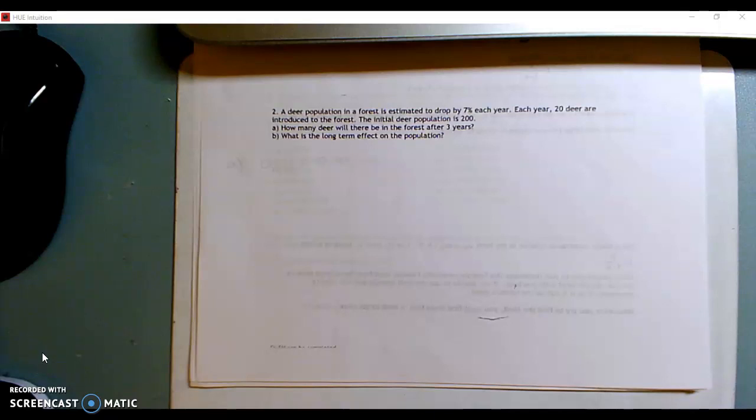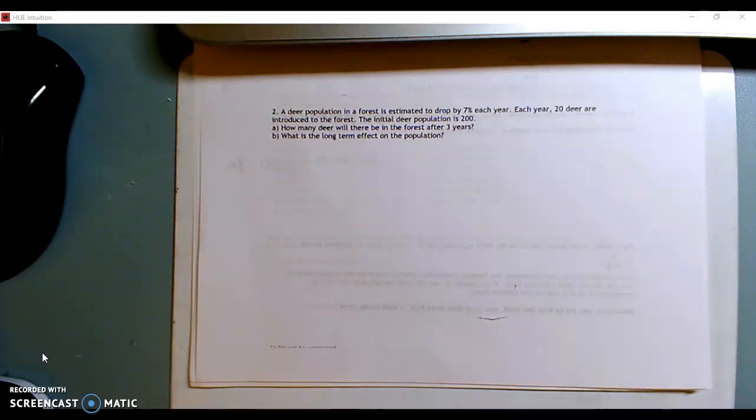Example 2. A deer population in a forest is estimated to drop by 7% each year. Each year, 20 deer are introduced into the forest. The initial deer population is 200. Part A, how many deer will there be in the forest after 3 years? And then part B, what is the long-term effect on the deer population?